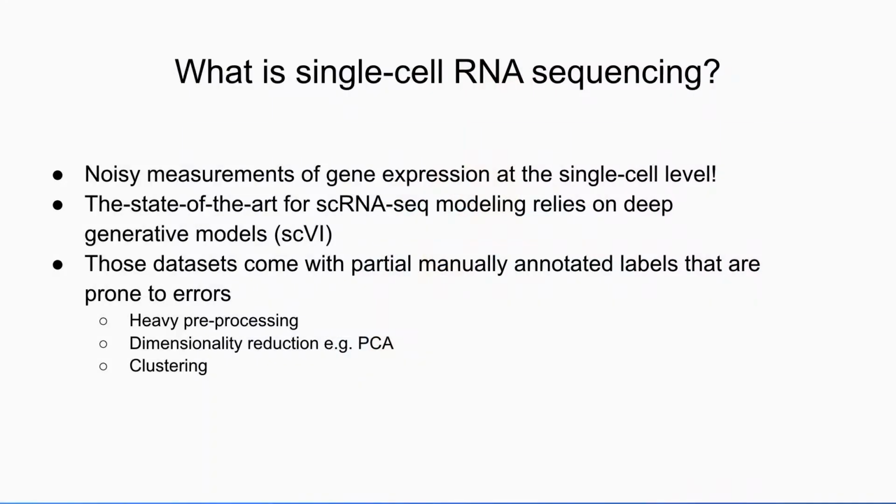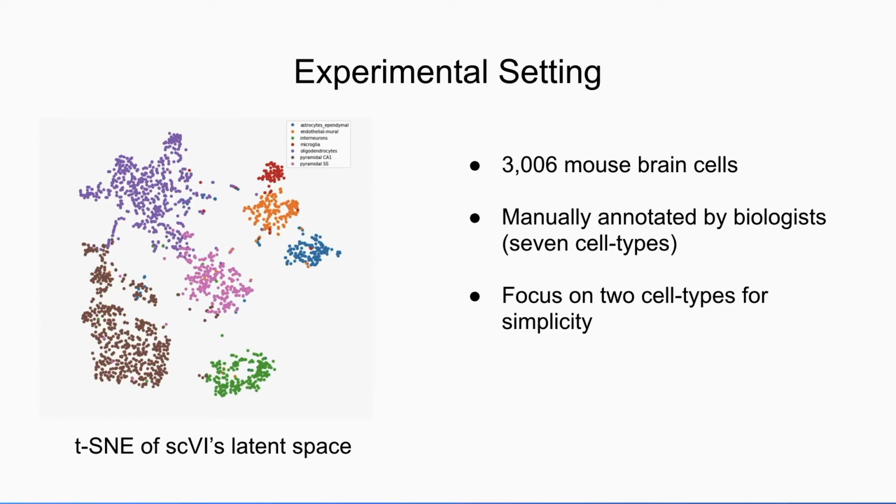The first thing is that to get those labels, you do a heavy pre-processing. So feature selection, which is gene sorting, sample selection, which is cell selection. After this heavy preprocessing, you go through a phase of dimensionality reduction, for instance, through PCA, and then use various clustering algorithms to label the cell types. And this very complex process can lead to errors.